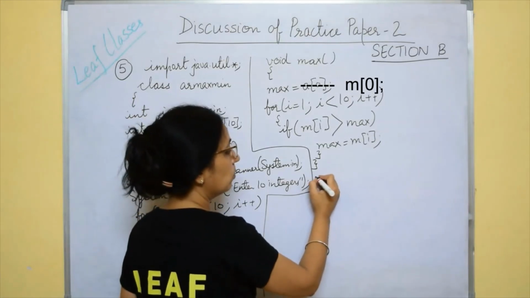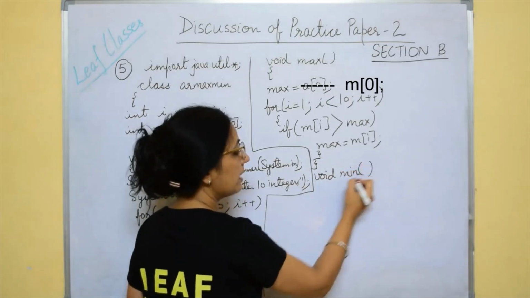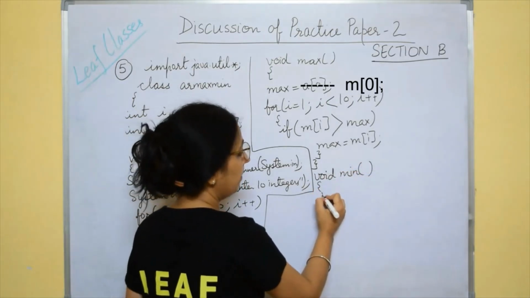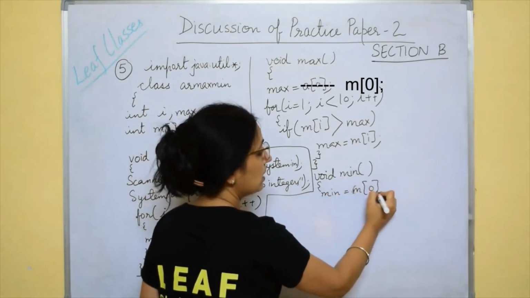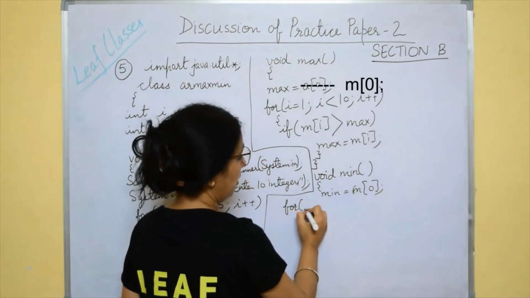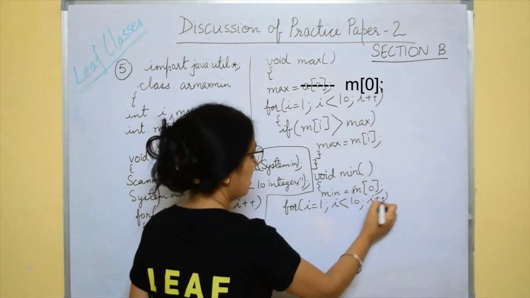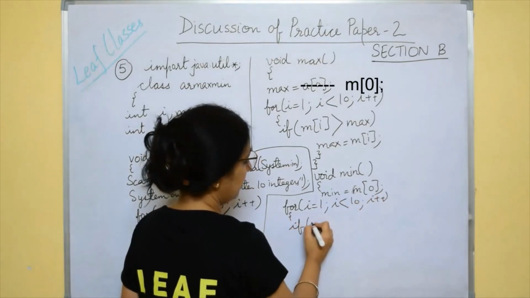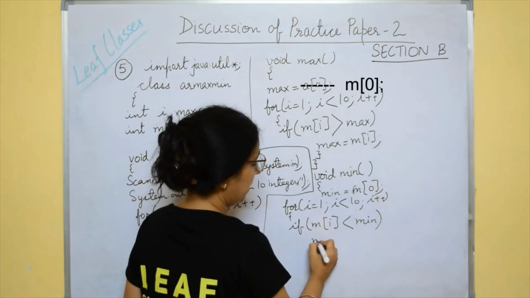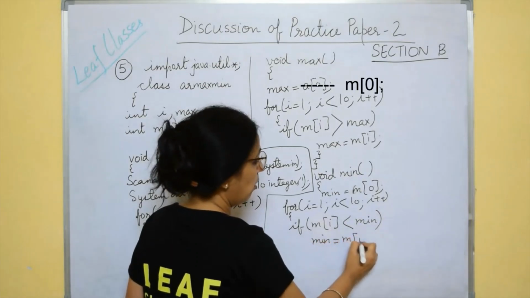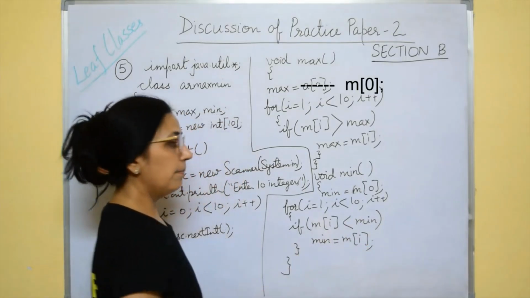Similarly, we have to do the next function, that is the min function. In the min function also, the same way, we will assume that the minimum number is stored in 0th subscript. We will take the loop starting from 1, I less than 10, I plus plus, and whenever we get the next element smaller than min, then we'll replace min equals m of I, close for, and then you close the min function.